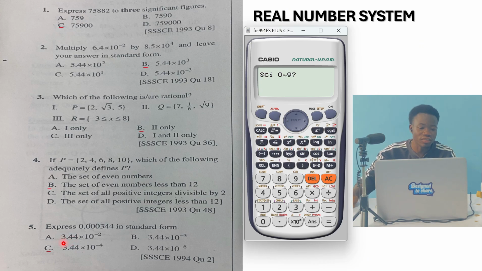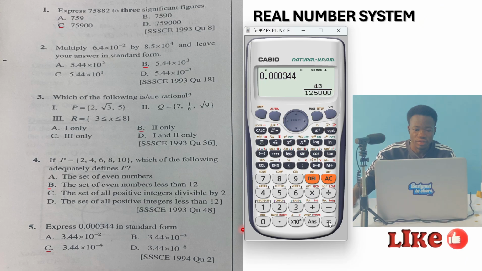So here you could see that all the things are in 3. That's my place. So you just put 3 here. And that is it. Now you type in the figure 0.000344. You press the equal sign. So this answer is in the fraction form. If you want to change fraction to decimals or to the standard form, you use this S to D, and then you see that your answer is 3.44 exponent -4. So the right answer here is C.